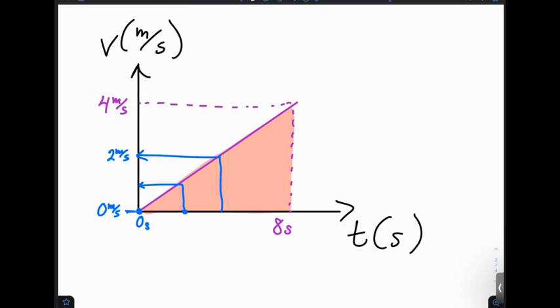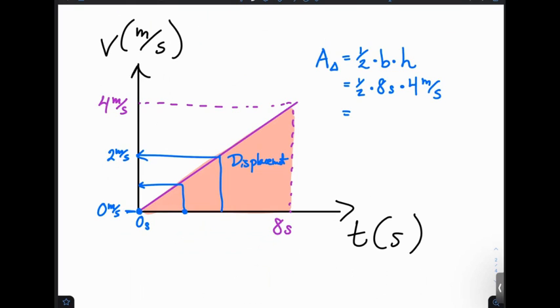So how do I know how far this went? Because it's not a rectangle, but the displacement is still this area. And so all you have to do is know the area of a triangle. And the area of a triangle is 1/2 times base times height. And in this case, my base is 8 seconds and my height is 4 meters per second. And so I do this math, and I get 1/2 times 32 times seconds times meters divided by seconds. So my seconds cancel out.